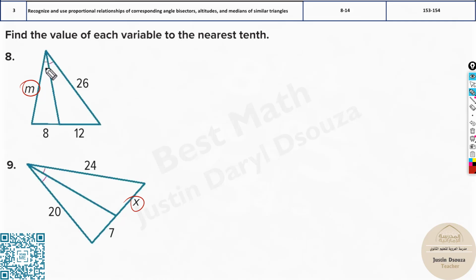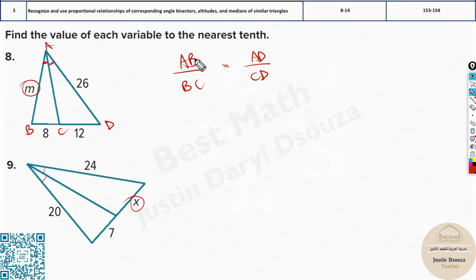Now you can see this angle and this angle is same. So this is angle bisector. That means these both angles are equal, and we have a formula. If I write this as A, B, C, and D, we can consider AB divided by BC, that is equal to AD divided by CD.